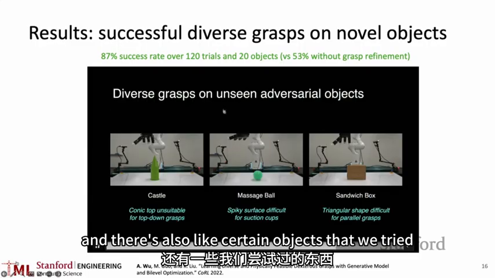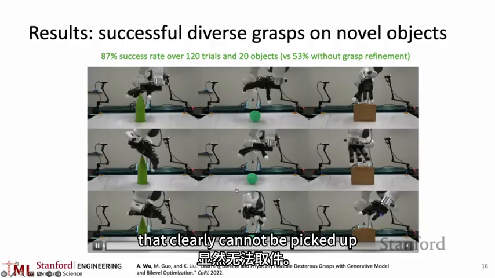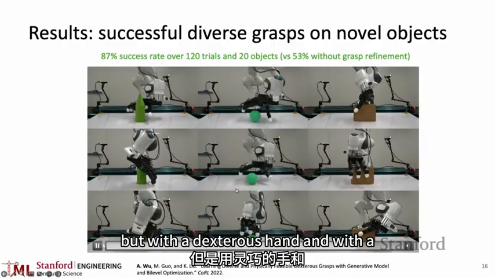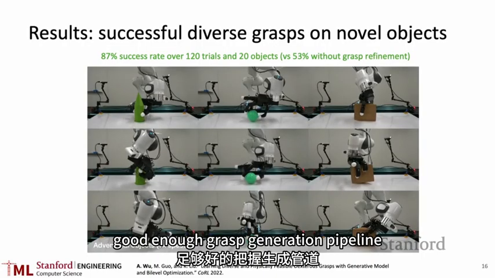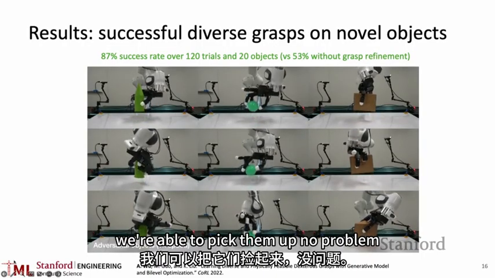Yeah, and there's also certain objects that we tried that clearly cannot be picked up with a parallel gripper, but with a dexterous hand and with a good enough grasp generation pipeline, we're able to pick them up no problem.